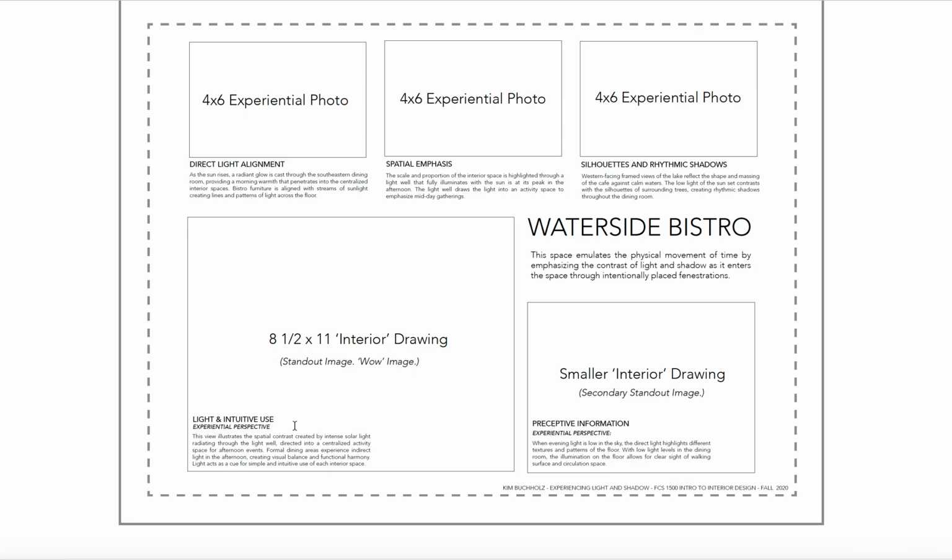And then I wrote, this view illustrates the spatial contrast created by intense solar light radiating through the light well, directed into a centralized activity space for afternoon events. Formal dining areas experience indirect light in the afternoon, creating visual balance and functional harmony. Light acts as a cue for simple and intuitive use of each interior space. So my interpretation of simple and intuitive use in this instance is that the intention of when the rooms are to be used is when the sun is actually directly on them.